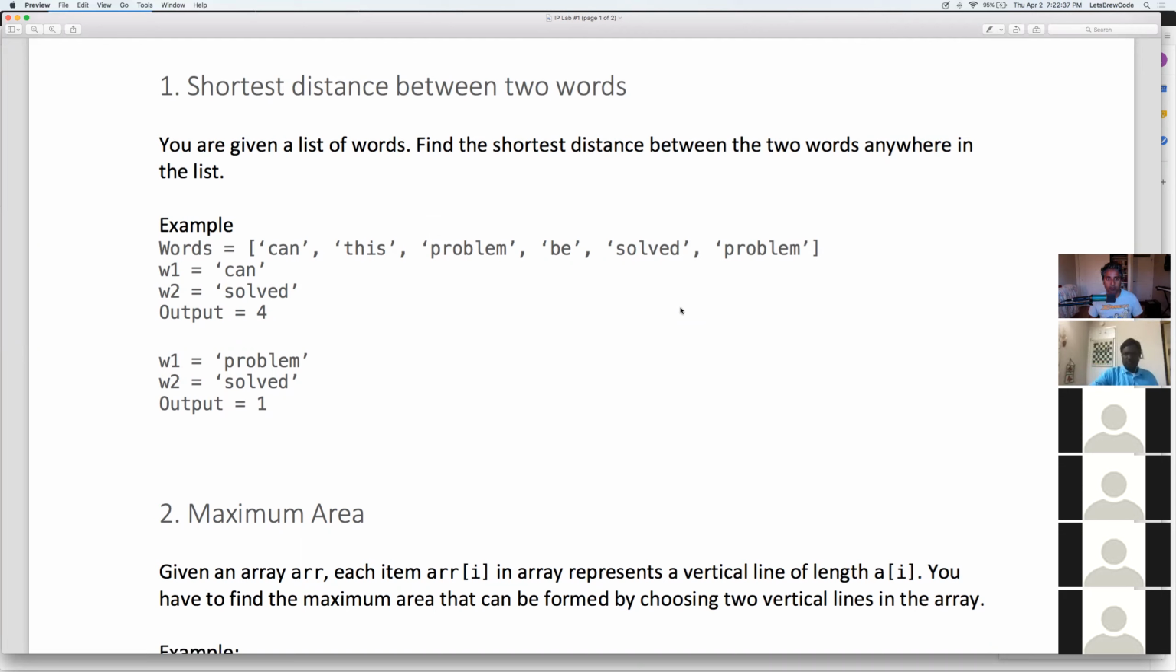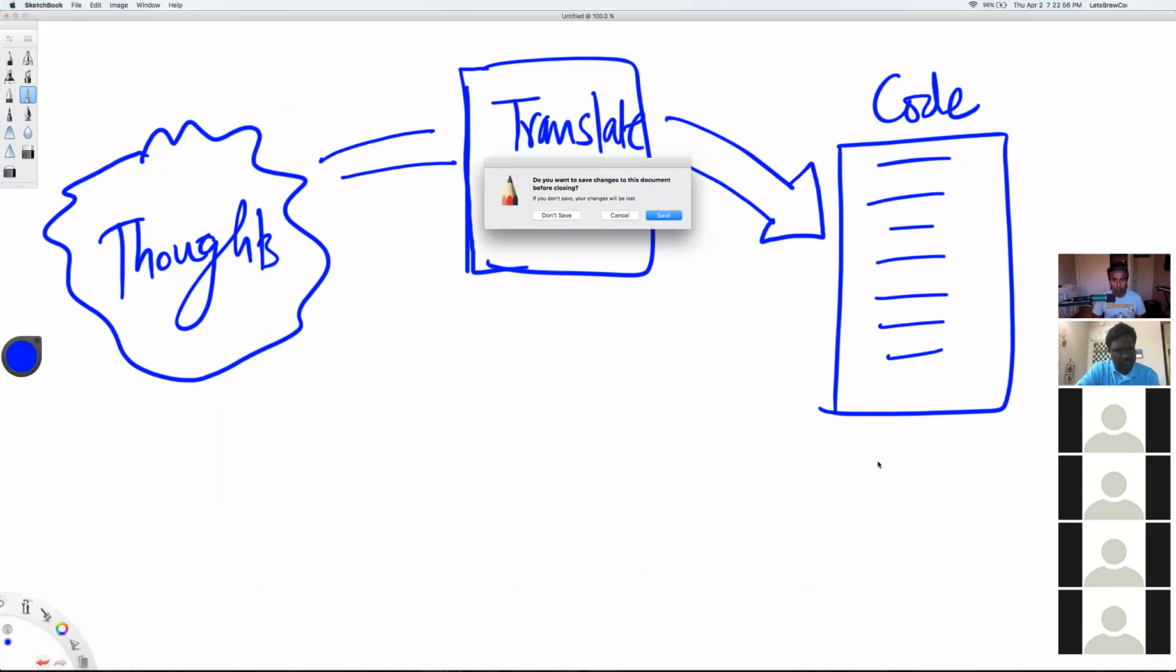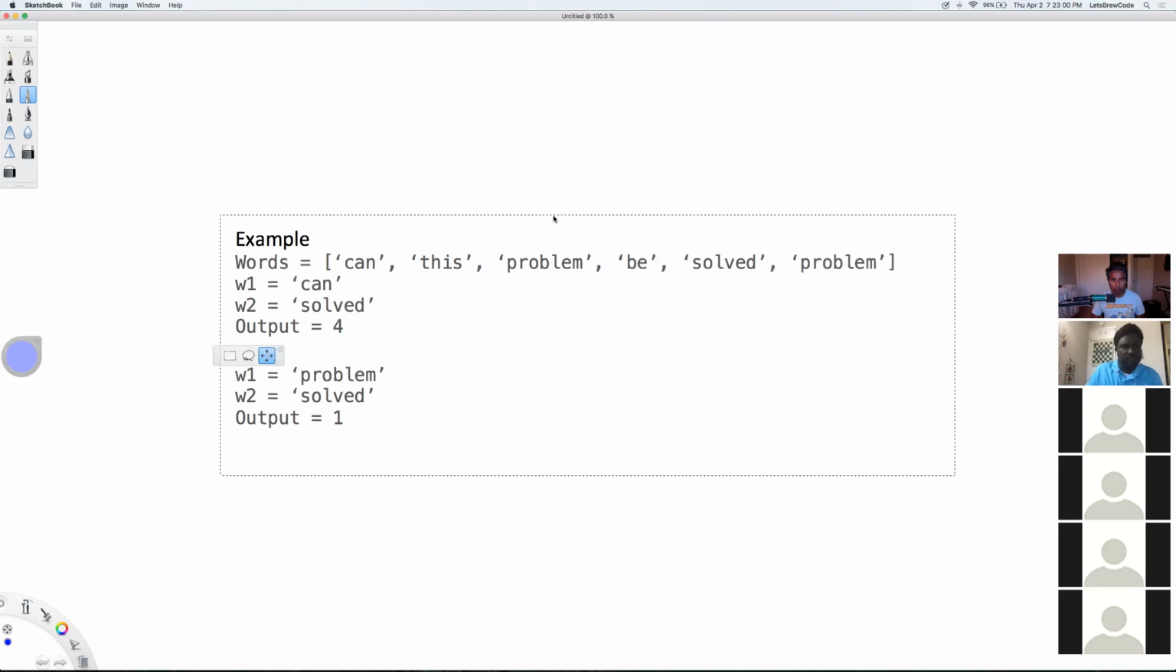So, shortest distance between the two words, right? Given a list of words and two words in it, which are guaranteed to be present inside the list, find the shortest distance between the two words. Okay, so let me copy this and put it there. So these are the words right now.